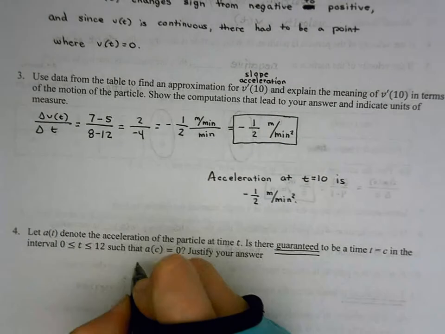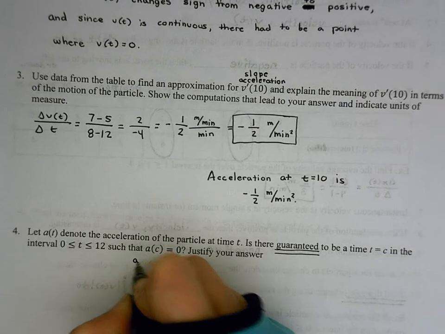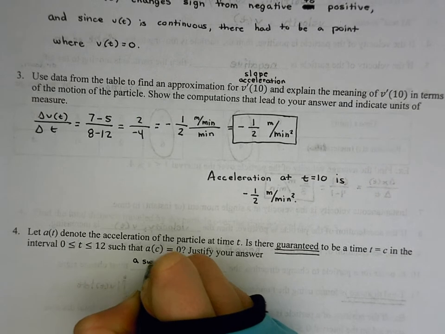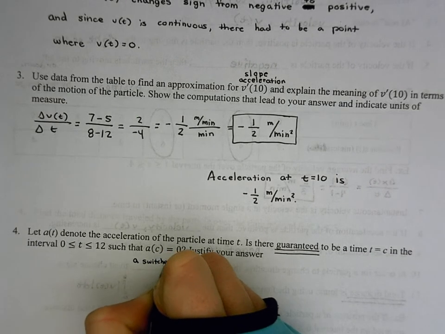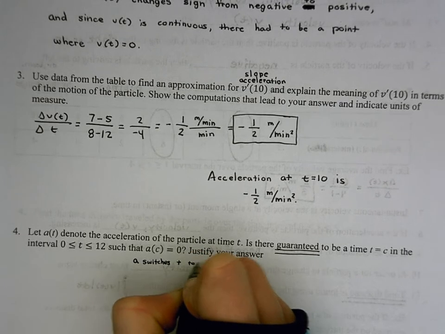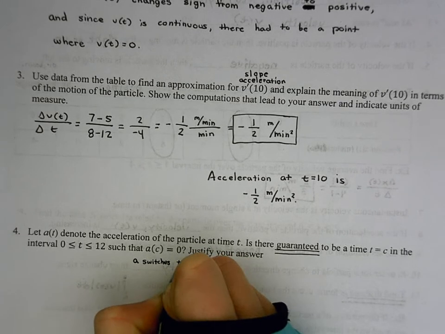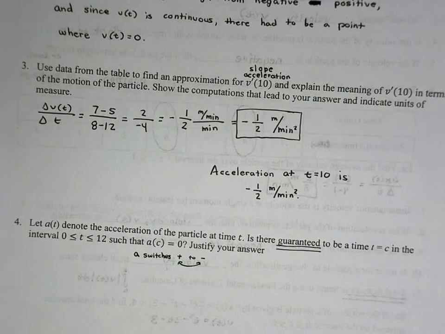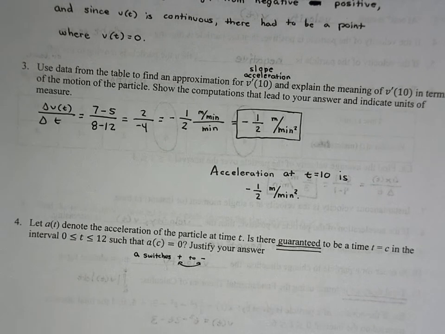We're looking to see, is there a spot where acceleration switches from positive to negative or vice versa, right? Switches negative to positive. Well, unfortunately, my table isn't an acceleration table. My table is a velocity table, and so I'm not going to be looking at velocity to see if acceleration is negative or positive, except that we have a relationship we know.